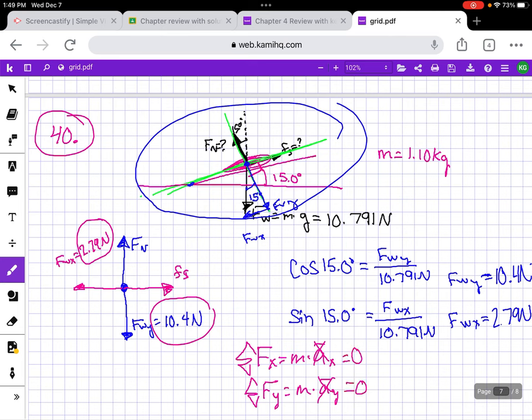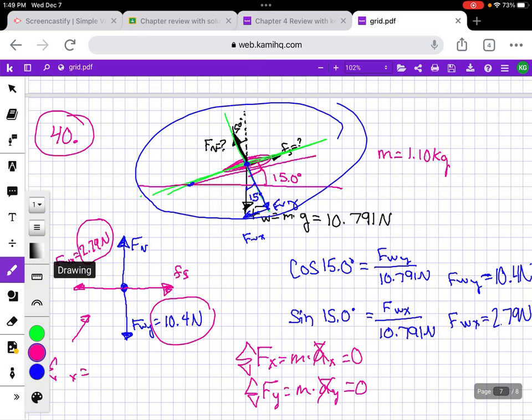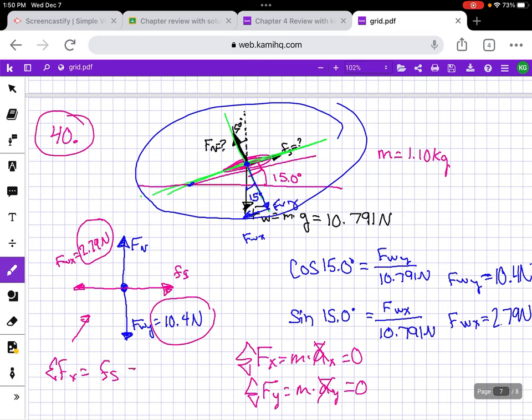If we sum the forces in the X, remember, we're looking at the pink in this diagram for the X, the horizontal. We are going to have the frictional force in the positive direction, keeping this guy up, minus the force weight in the X, which equals 0. That tells us that we can figure out that one.